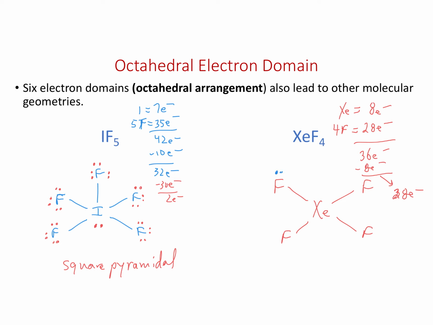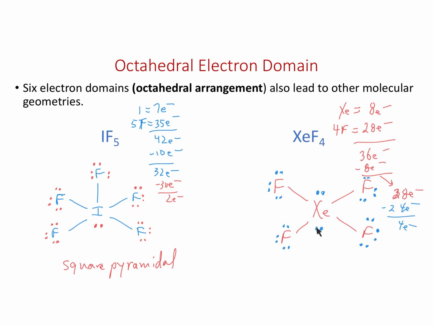I'm going to fill the octet of fluorine. So there's 6, there's 12, there's 18, and 24 fills fluorine. 4 electrons remaining. Those last electrons will be assigned to xenon. Fluorine cannot break the octet rule, right? Fluorine has 8 electrons, so the last electrons would go on xenon.